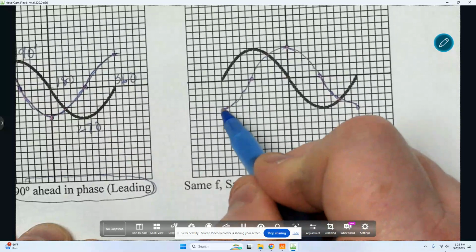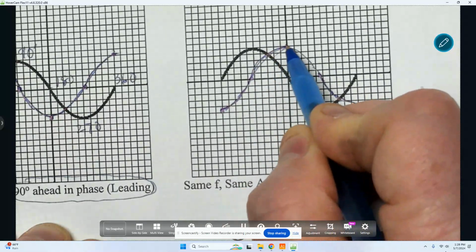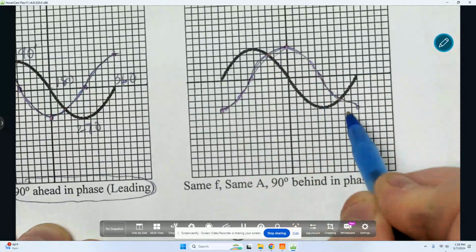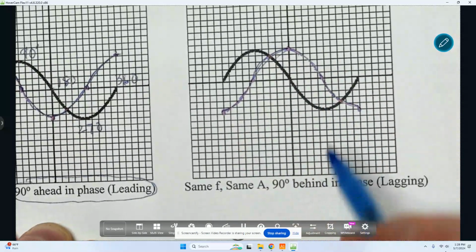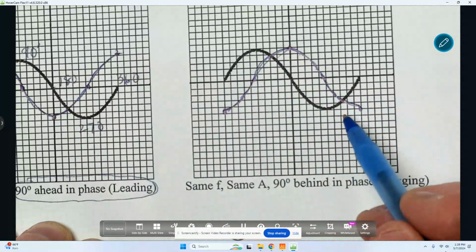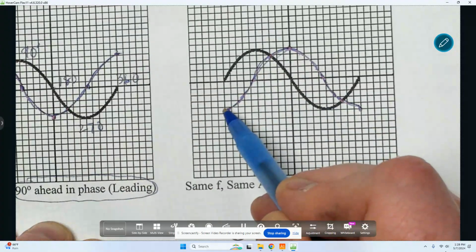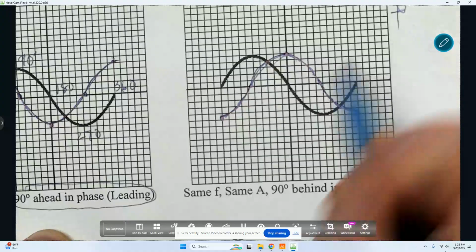And for those that have tried it, again, it's not an exam or a quiz question that you have to worry about, but that's what that graph would look like. It'd be 90 degrees behind the original graph. It's sort of starting at 270, if you will. Okay? All right. Again, put an asterisk by that one.